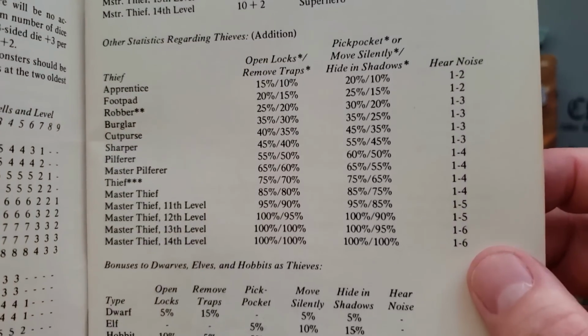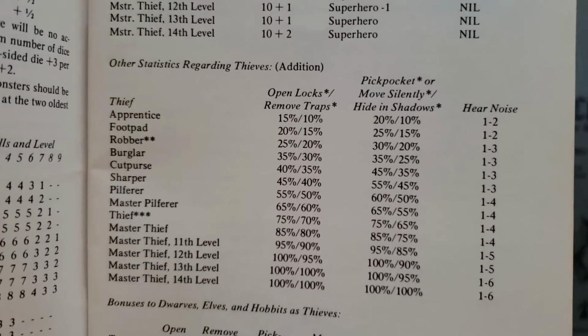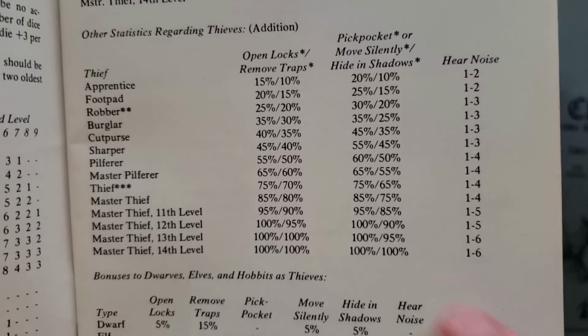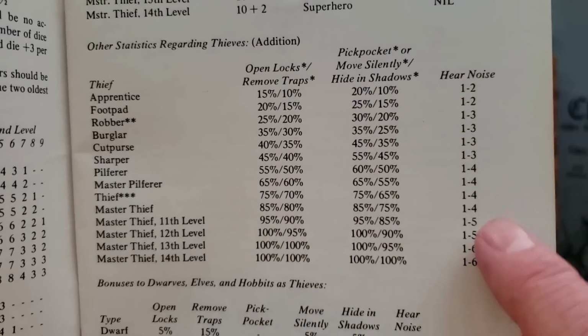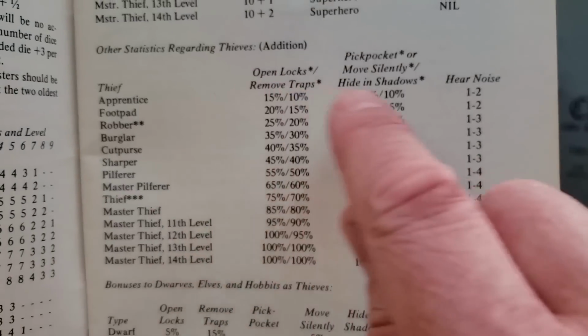So this is a case where a lot of people will complain about this and go like, first off, why are the thief skills based on percentages in the first place? And then secondly, why are some of them percentages, but then hear noise is a D6? Well, that's because this, again, is something that every character can do. Other characters can't do these things.